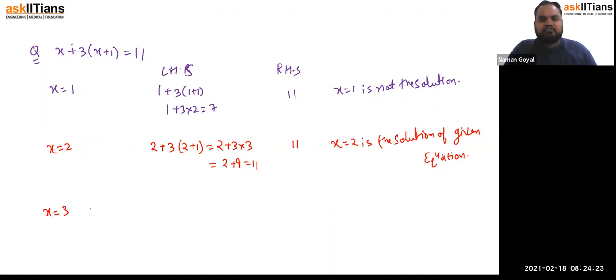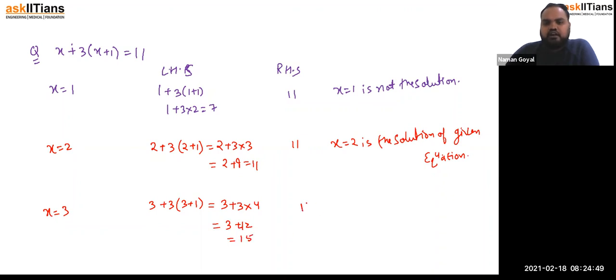For x equals 3, you can check. If you take x equals 3, it will give 3 plus 3 into 3 plus 1. This is 3 plus 1. Okay, so how much did you get? 3 plus 3 into 4. So it will give 3 plus 12, and it is 15, right? And LHS is 11. So we can see that x equals 3 is not the solution.